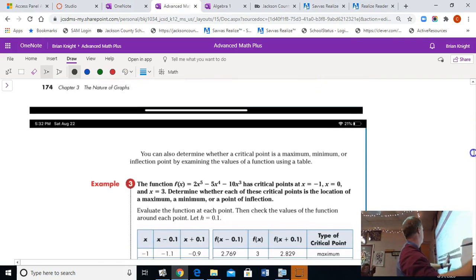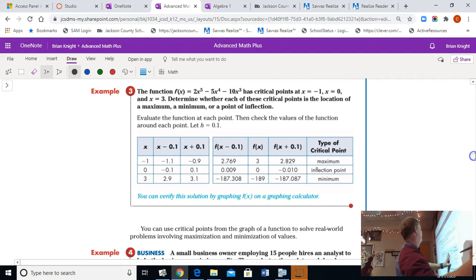All right, last example here. Example 3. It says this function, 2x to the 5th minus 5x to the 4th minus 10x to the 3rd, has critical points at x equals -1, x equals 0, and x equals 3. Determine whether each of these critical points is the location of a maximum, a minimum, or a point of inflection. Okay? So they tell you the critical points. Now understand, they want you to do this without graphing it. I understand you could graph it and tell me real quick, okay? But they want you to do it without graphing it. So we're going to do it algebraically.